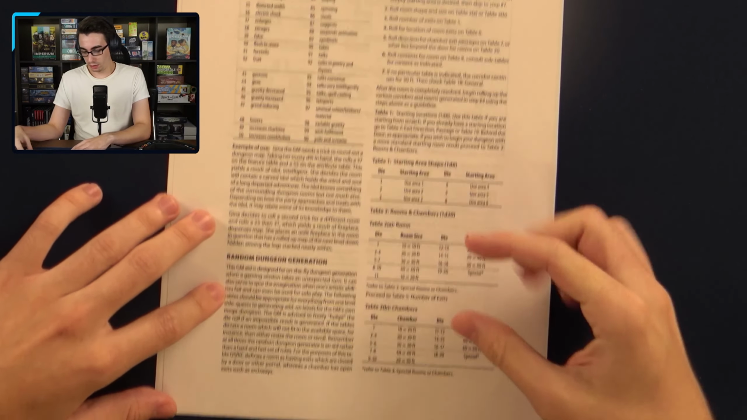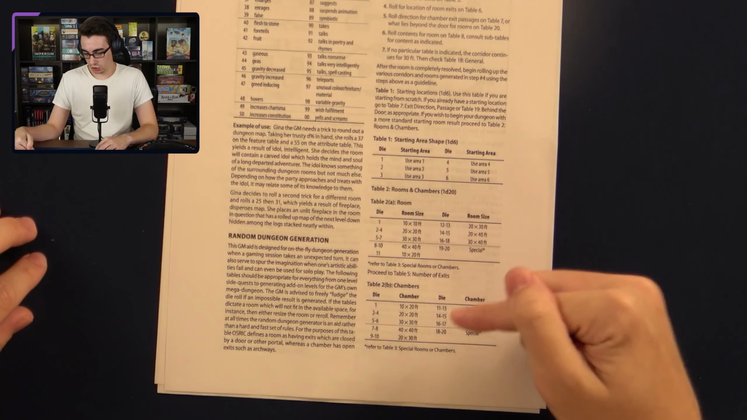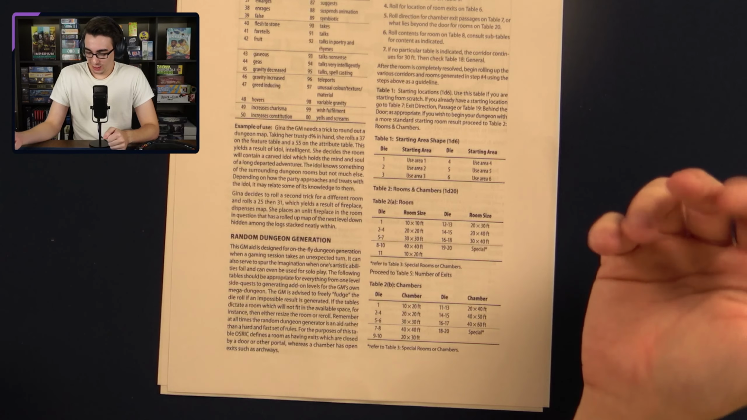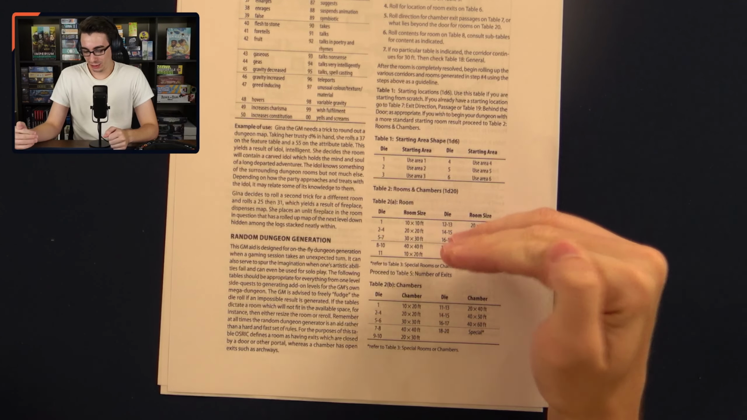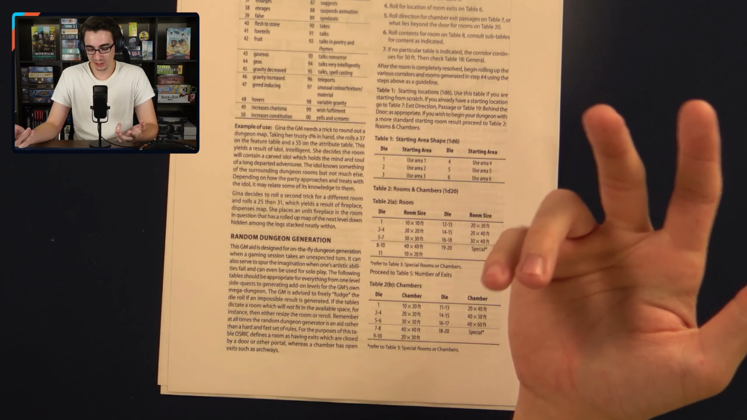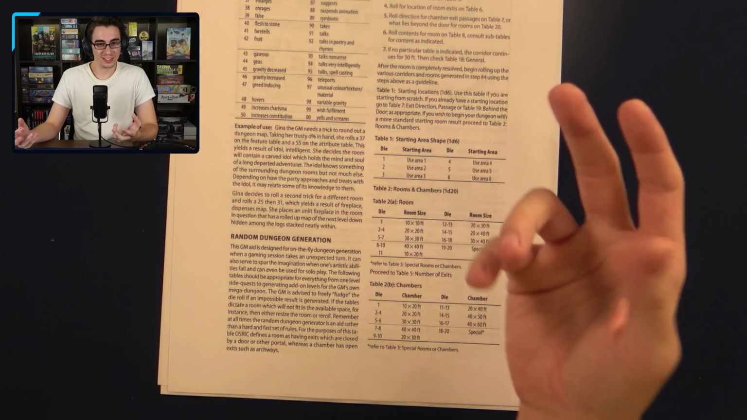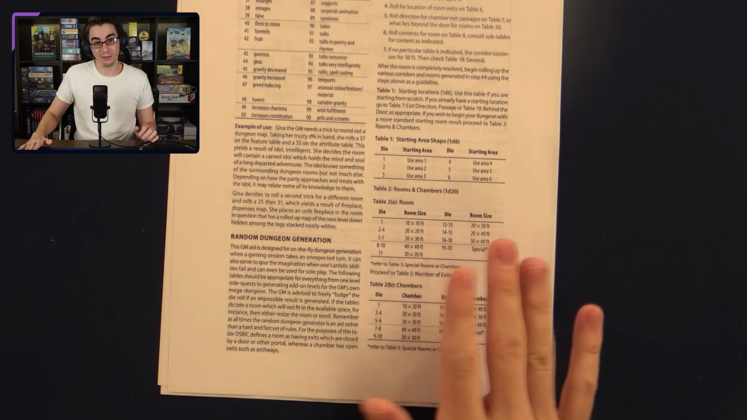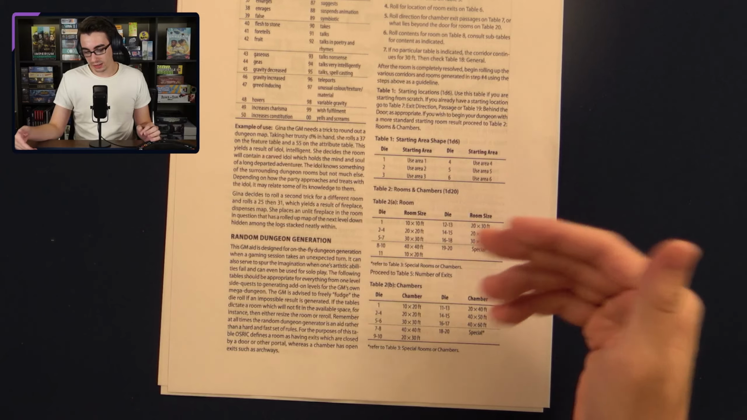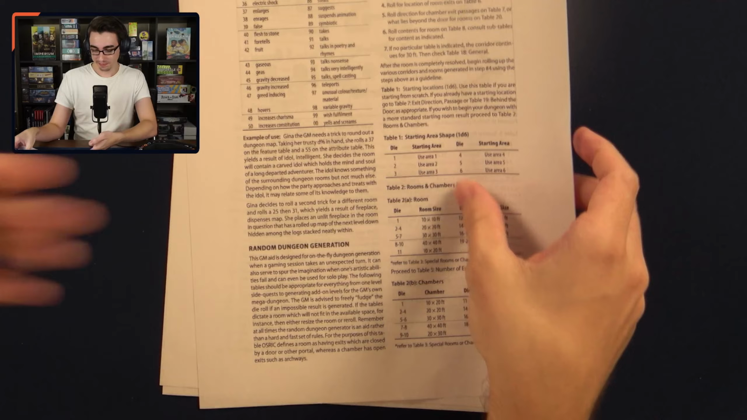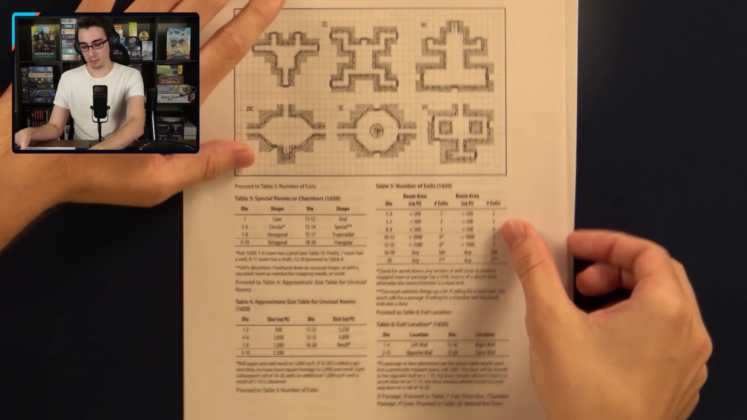Then you have these two tables down here for rooms and chambers, which, I don't know if I'm dumb, but I don't really know what the difference is between a room and a chamber, besides it looks like chambers are slightly bigger than rooms. Maybe it's just a slight difference in what the words mean. But when it comes to building a dungeon using this source, I don't think there's a huge difference between the two. They have two different tables for rolling a d20 to see what the room size is, or what the chamber size is.